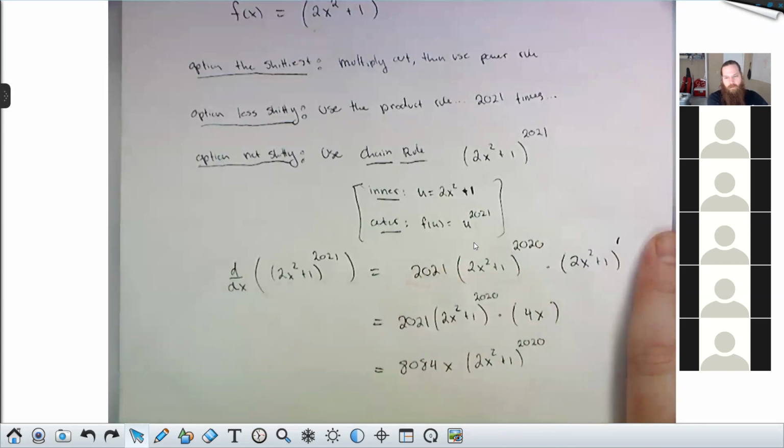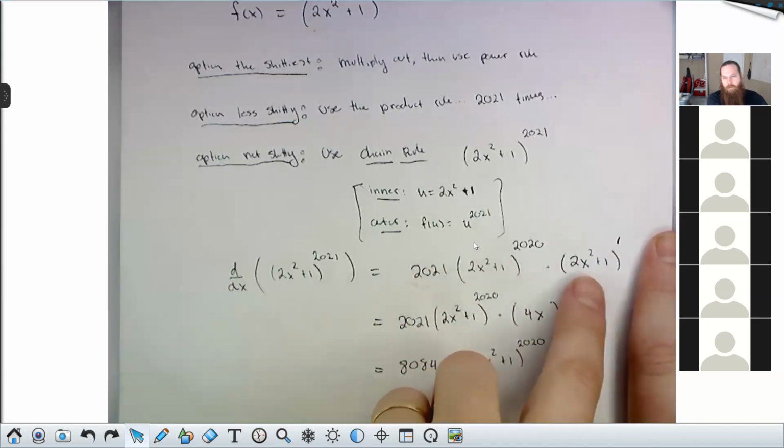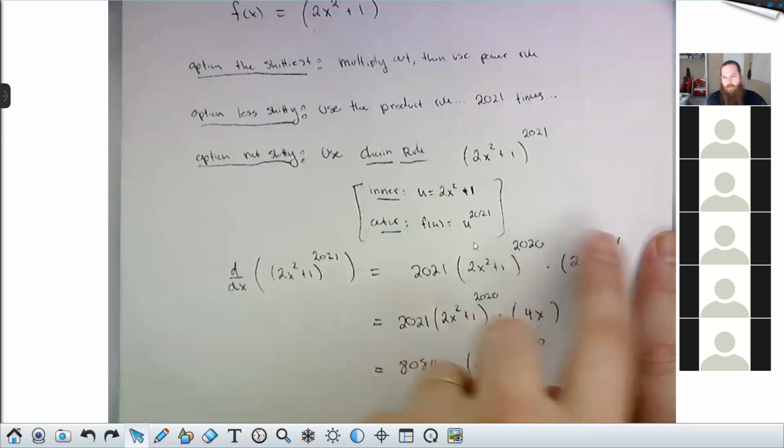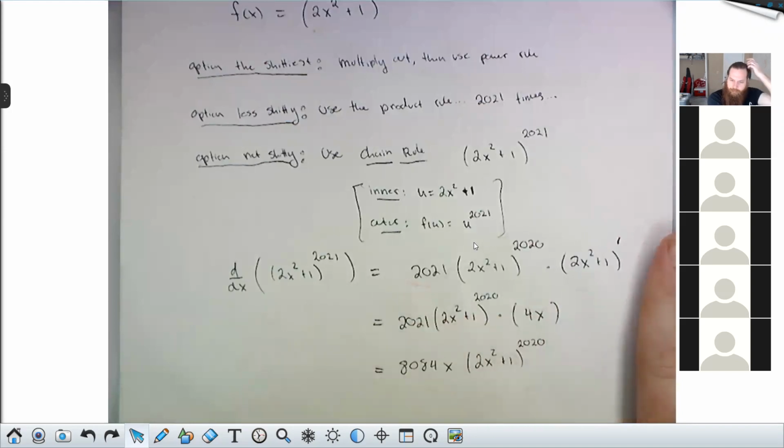And then in my next line, I just went ahead and calculated this derivative. Everything else stayed the same. This is all the same. But if you differentiate 2x squared plus 1, the derivative of 2x squared is 4x, and the derivative of the plus 1 there is 0. So this piece is this. And then from here to here, I just multiplied the 4x and the 2021. I hope I did that correctly. I think I did.